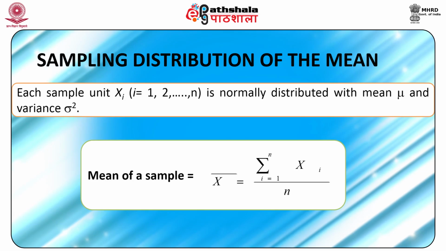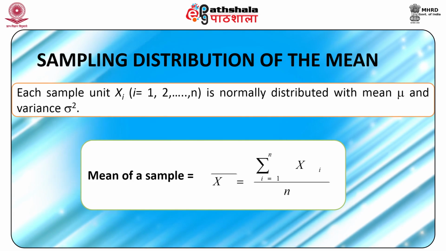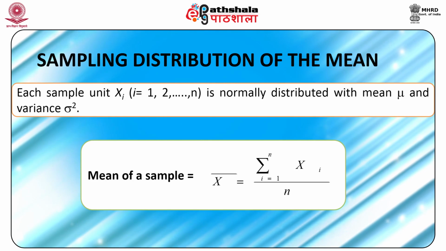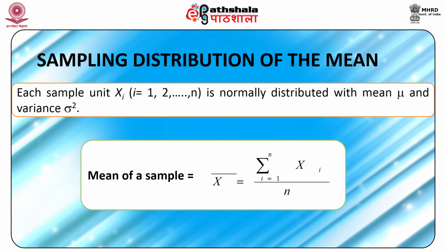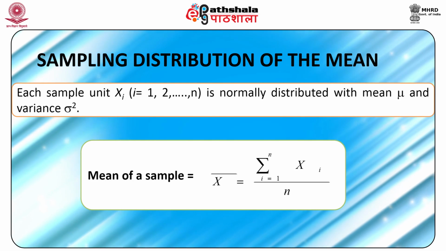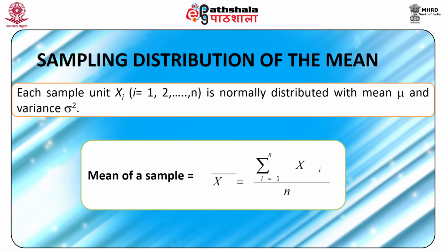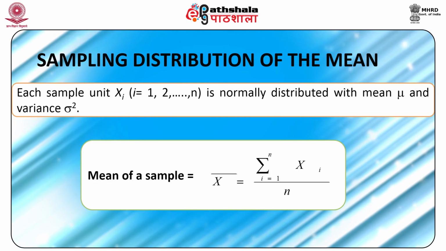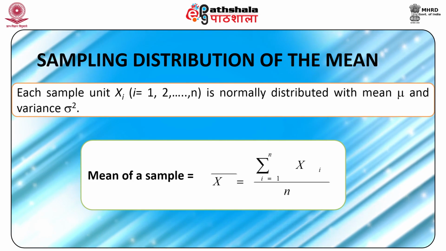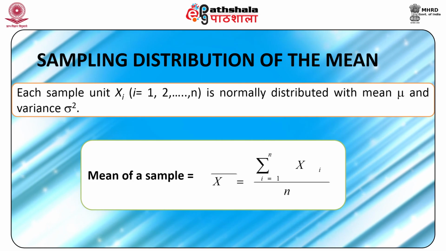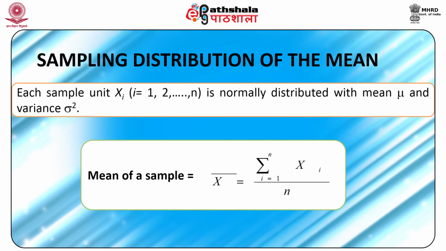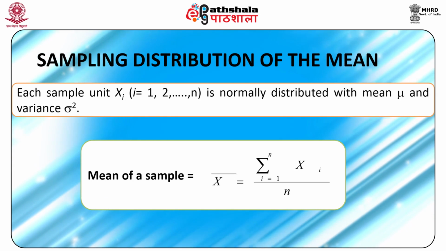Now calculating the means of all the possible samples, we obtain a distribution of sample means, each resulting from a different sample. So you will have x1 bar, x2 bar, x3 bar, and so on. Each xi bar is from a different sample. The probability of a particular value of the sample mean is the probability of the selection of the samples that result in that mean value.